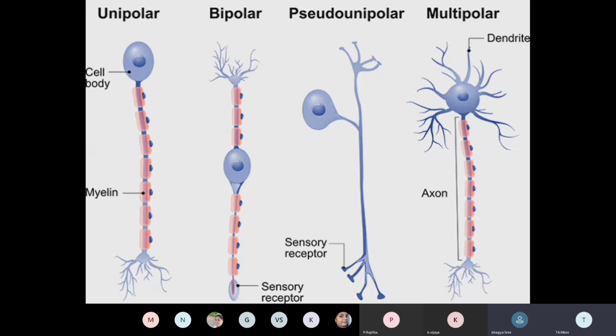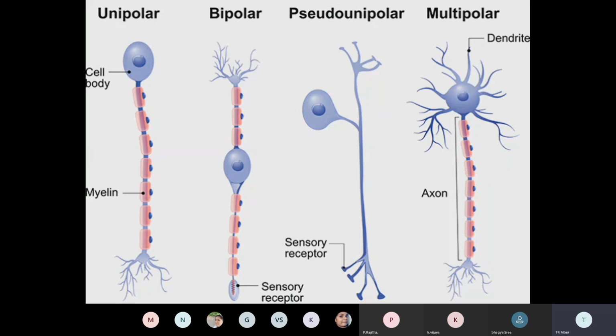Receiving. Based on that, nerves are classified into the following types: unipolar nerves, bipolar nerves, pseudopolar nerves, and multipolar neurons. Okay, unipolar means it will transmit signals only in one way. See here in the cell body, it is not having any dendrites.